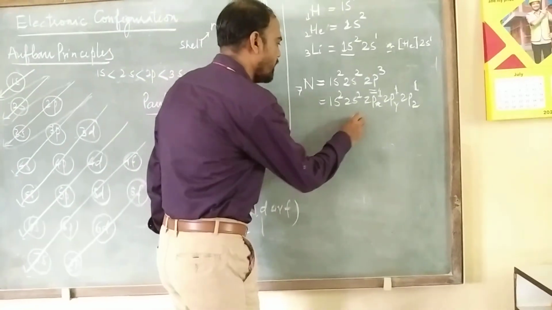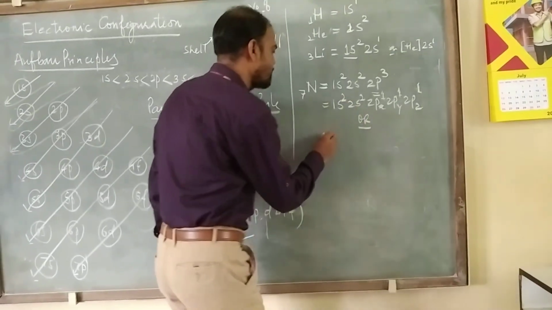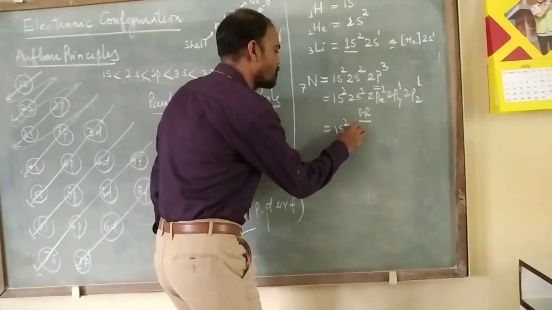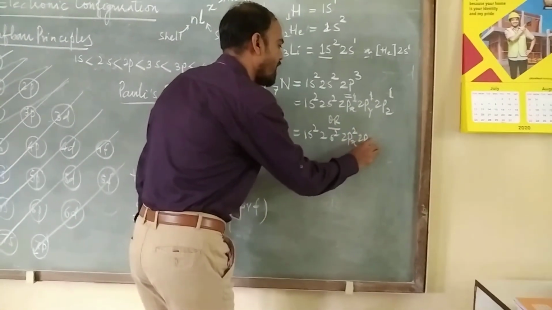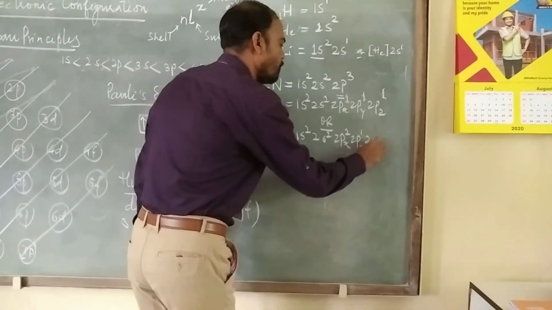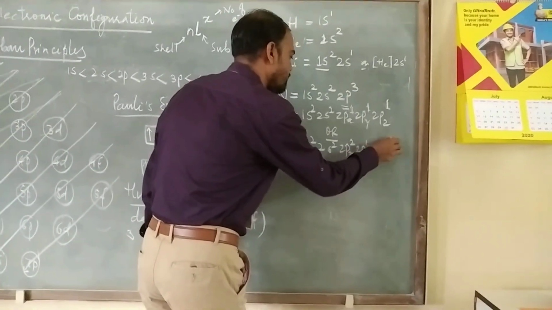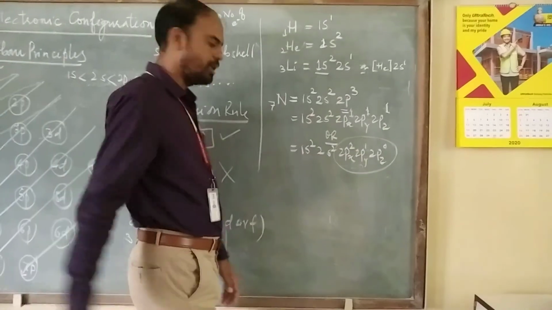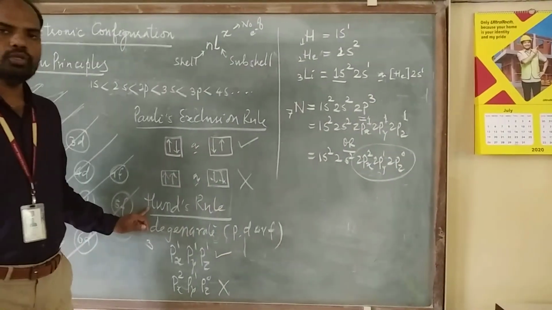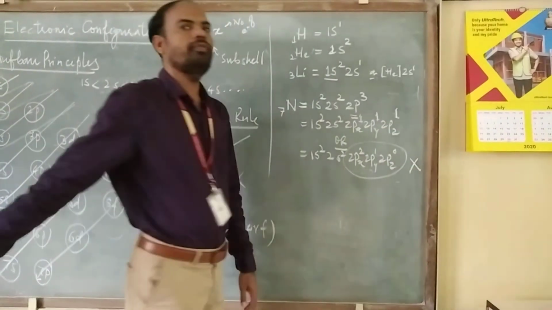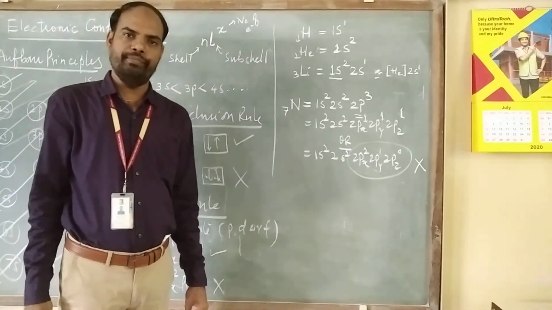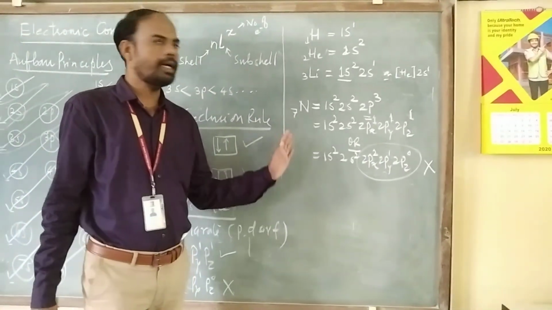Suppose you write this configuration in the way 1s2, 2s2, 2px2, 2py1 and 2pz0. Then this violates the third rule, Hund's rule of maximum multiplicity, and this will be the wrong way of writing the electronic configuration. I hope you understand this.